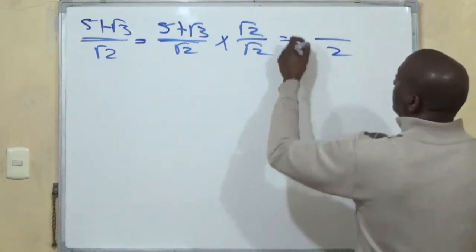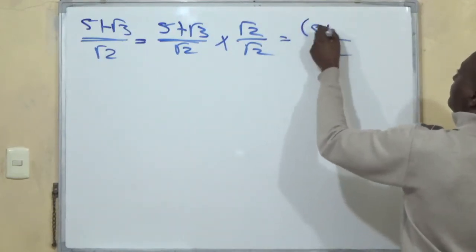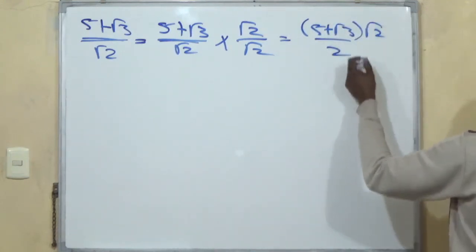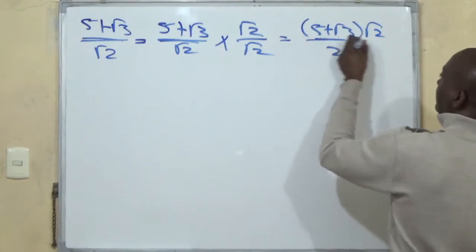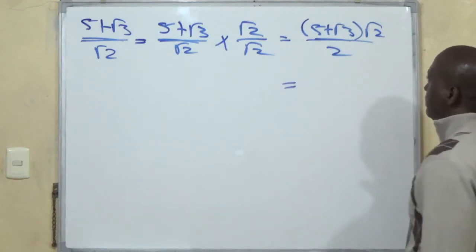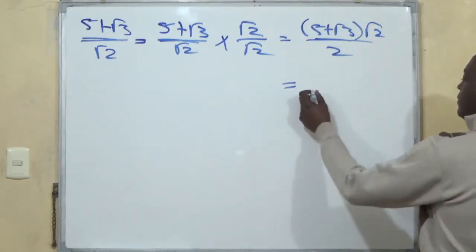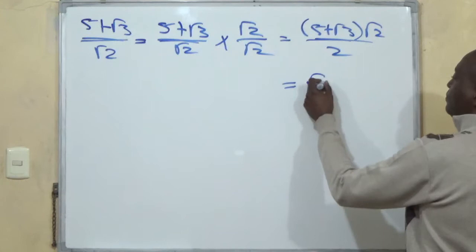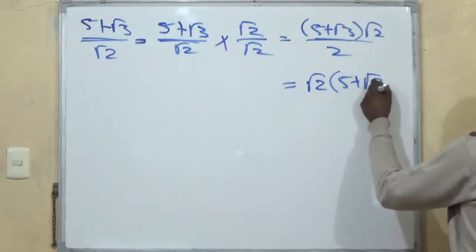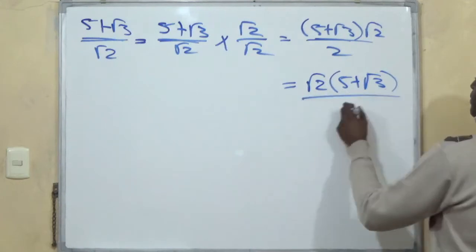5 plus root 3 by root 2. See? And then that will end up being what? Well, you leave it like that. Root 2 into 5 plus root 3. So you write the final answer as root 2 into 5 plus root 3. Right? All over 2.